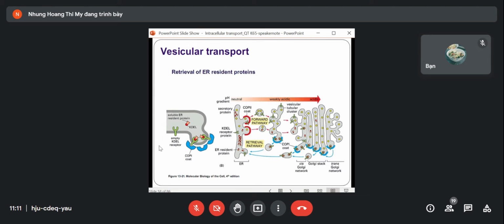Okay. So the image on the left illustrates the vesicle formation on the Golgi with the support of the COPI protein. Just one minute.